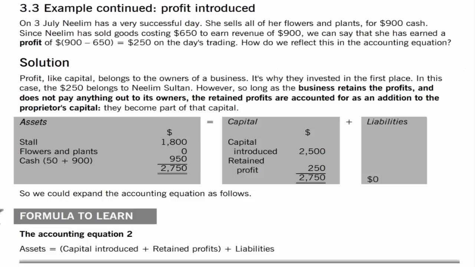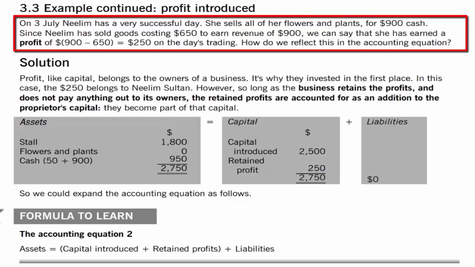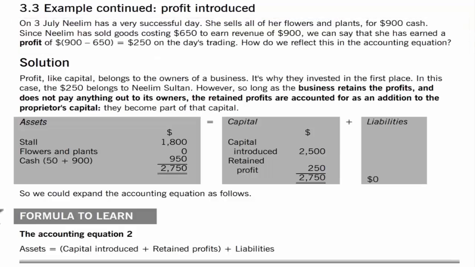3.3 Example continued. Profit introduced. On July 3rd, Neelam has a very successful day selling her flowers and plants. Let's see how this sale impacts the accounting equation. 1. Selling flowers and plants for $900. Neelam sells all of her flowers and plants for a total of $900 in cash.